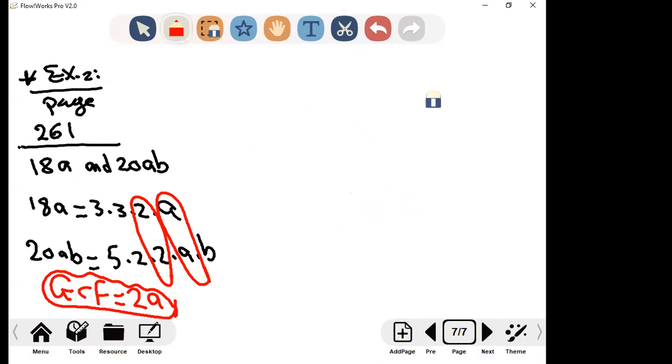Okay. This is example 2. Let's do the check. See, we have the check after example 2. Do it by yourself. Do the check below example 2 please.